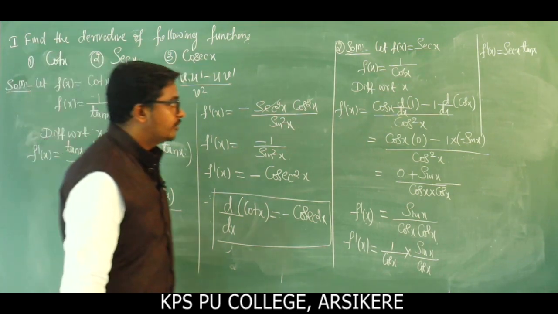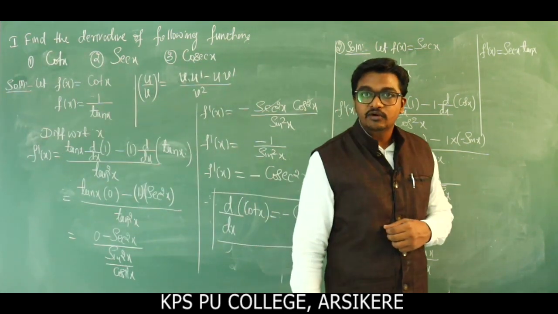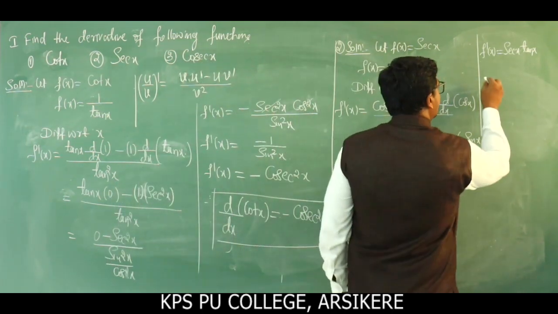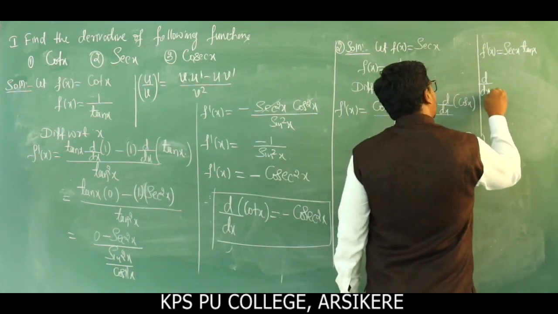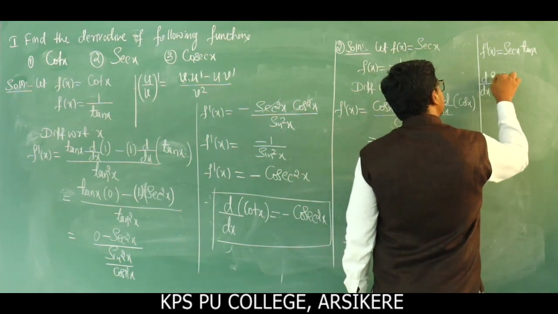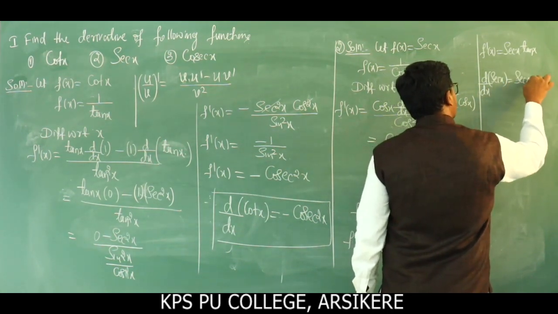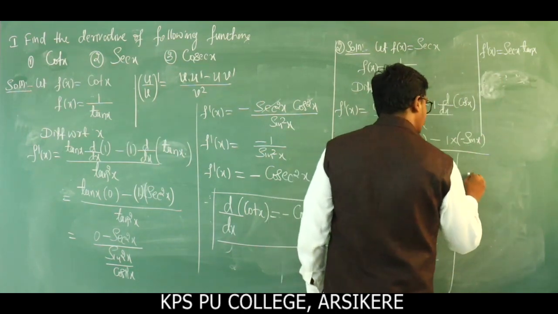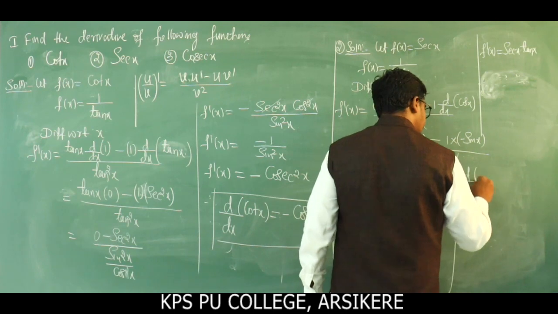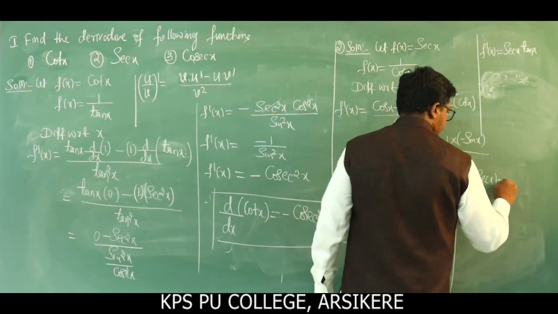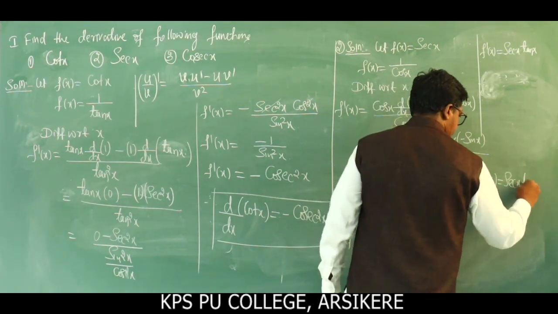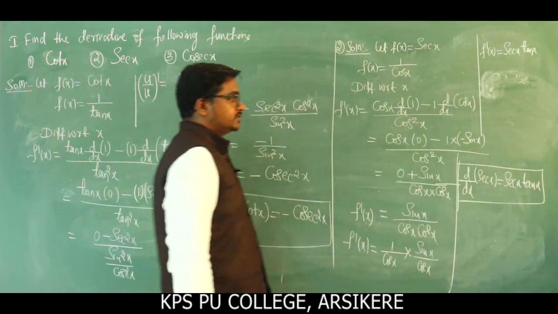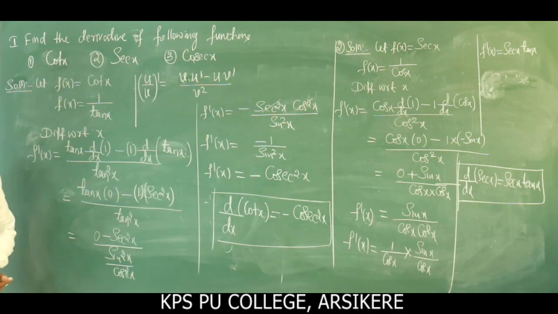Remember, what is f dash of x? This is the derivative of what? What we have here, secant x. Hence, d by dx of secant x is equal to secant x into tan x. Therefore, d by dx of secant x is equal to secant x into tan x. Remember the formula: d by dx of secant x is equal to secant x into tan x.